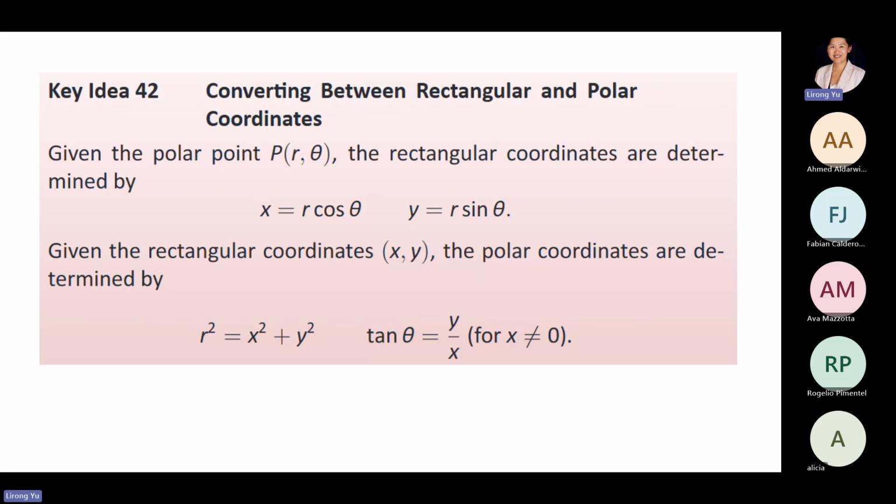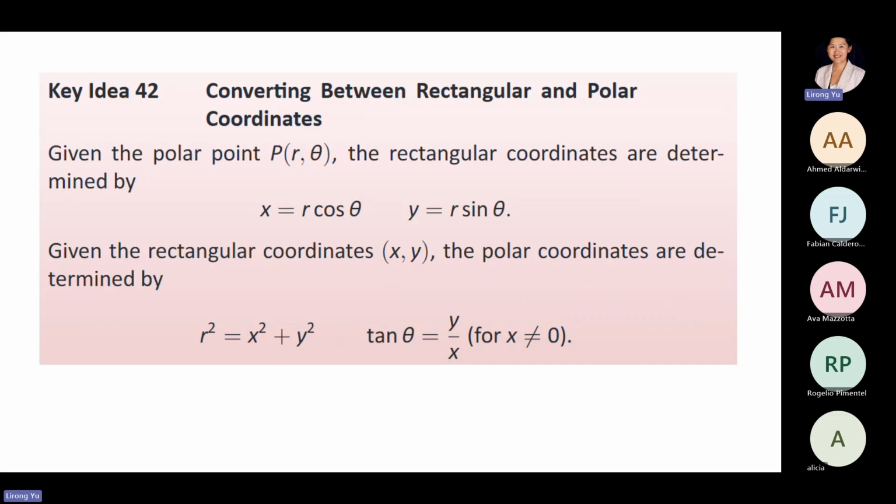The foundation of this equation is from the right triangle trigonometry. Because cosine theta equals x over r, sine theta equals y over r, that's opposite over hypotenuse. We're able to reverse it to calculate the x value and y value. The second kind of conversion is converting from rectangular coordinates to polar coordinates.